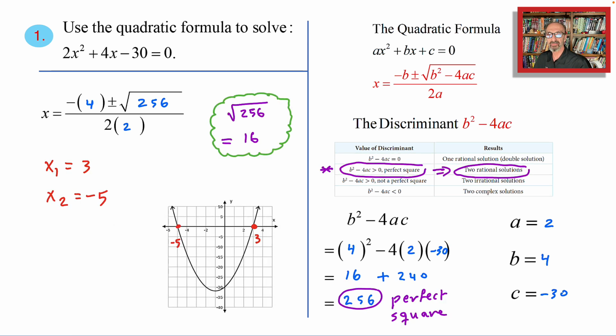Graphically, it doesn't say graph it, but just to show you what we have as notes, 3 and negative 5 are clear numbers on the number line, on the x-axis, just because 256 is positive and a perfect square. Number 2.